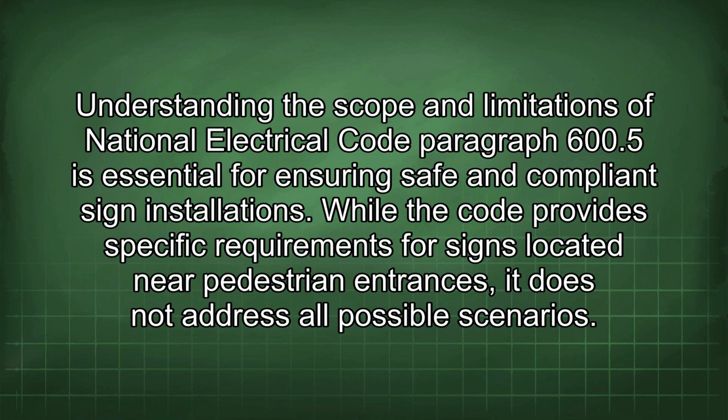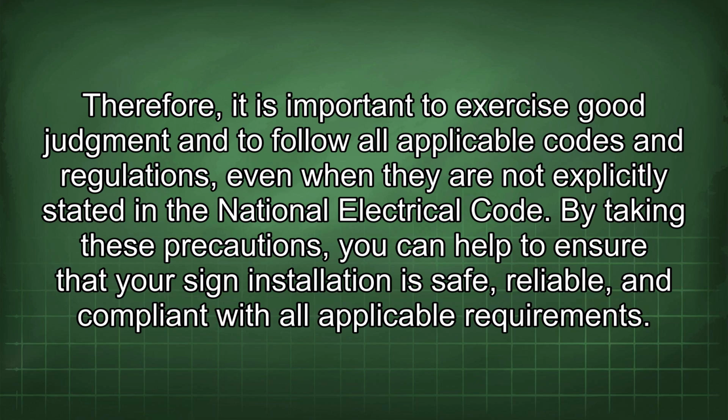Understanding the scope and limitations of National Electrical Code paragraph 600.5 is essential for ensuring safe and compliant sign installations. While the code provides specific requirements for signs located near pedestrian entrances, it does not address all possible scenarios. Therefore, it is important to exercise good judgment and to follow all applicable codes and regulations, even when they are not explicitly stated in the National Electrical Code. By taking these precautions, you can help to ensure that your sign installation is safe, reliable, and compliant with all applicable requirements.